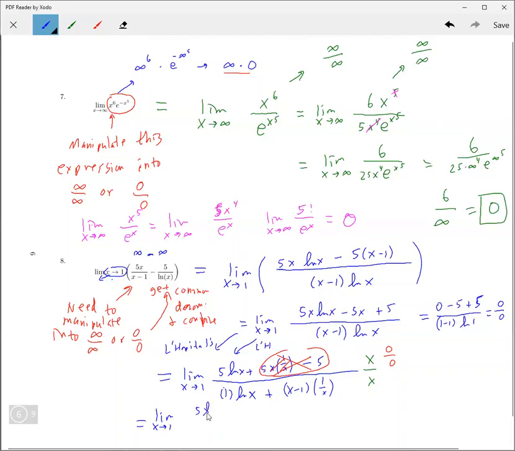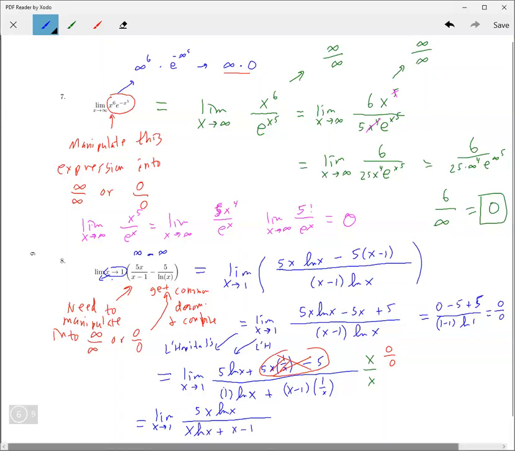Well, I'm running out of space. Okay, so I multiply an x in, and I multiply an x into here, like that. Okay, I still have 0 over 0. Or do I? Yeah, I still have 0 over 0, because that's going to be 0, that's going to be 0, and when you plug 1 in, that's 1 minus 1, which is 0. Okay, so L'Hopital's rule.